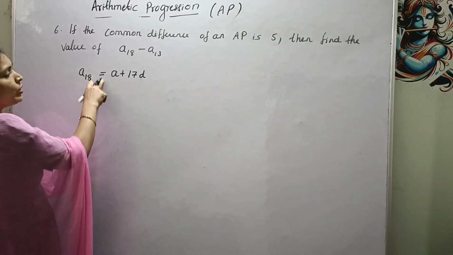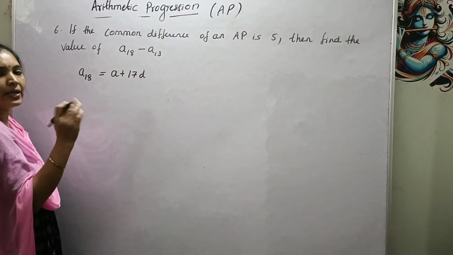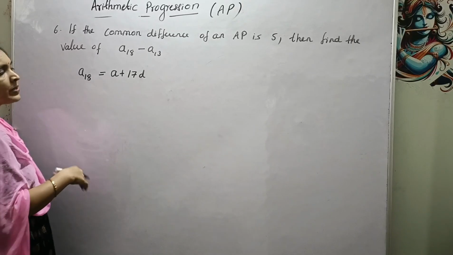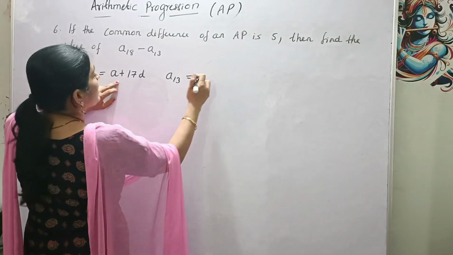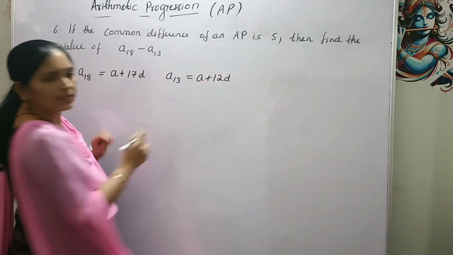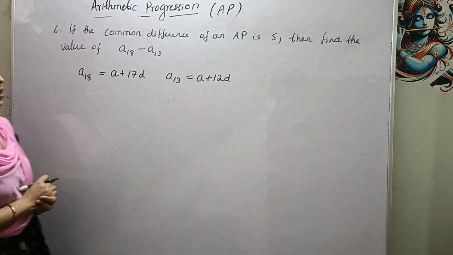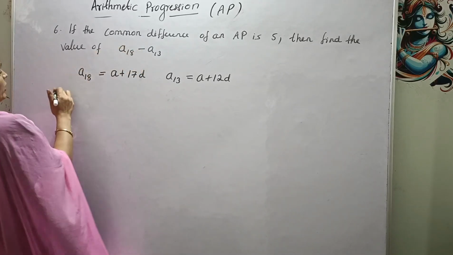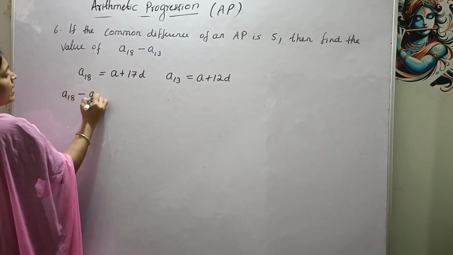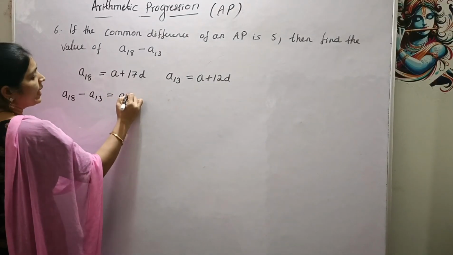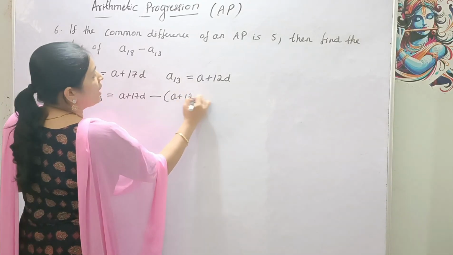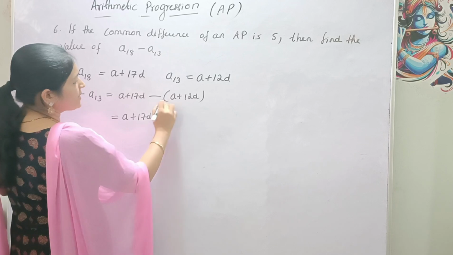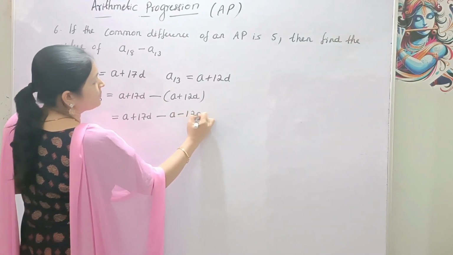A18 is equal to a plus 17d. Same formula, an is equal to a plus n minus 1 into d. Now, what is A13? A13 can be written as a plus 12d. N minus 1, that is 13 minus 1, 12. Now we have to find A18 minus A13, which is equal to a plus 17d minus a plus 12d, that is equal to a plus 17d minus a minus 12d.